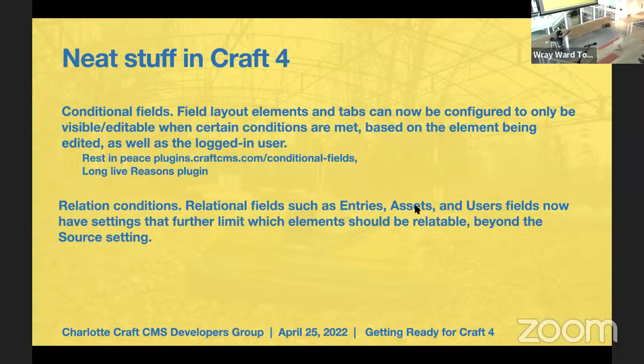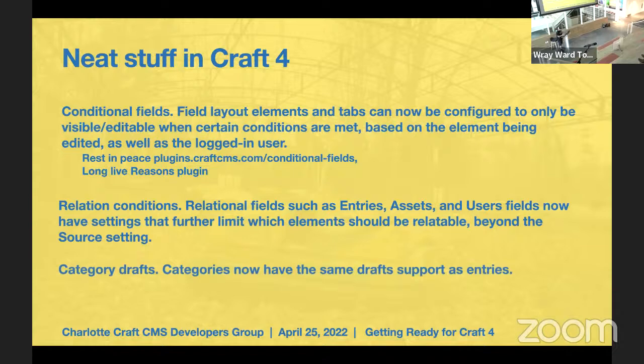And I kind of touched on this talking about assets earlier. Now they have settings which can further limit which elements can be relatable beyond the source setting, which has been a little bit painful in the past. So say, for example, you've got a category set and you've got nested categories, and you only want the user to be able to select second level or third level categories in there. Totally impossible before. When they click on it, they get the full tree. If you click a child, you're going to get everything else in there. Now you can specify, you can only select a child category or something like that, which is pretty neat. How that impacts the front end, I'm not clear yet, but this is pretty big too.